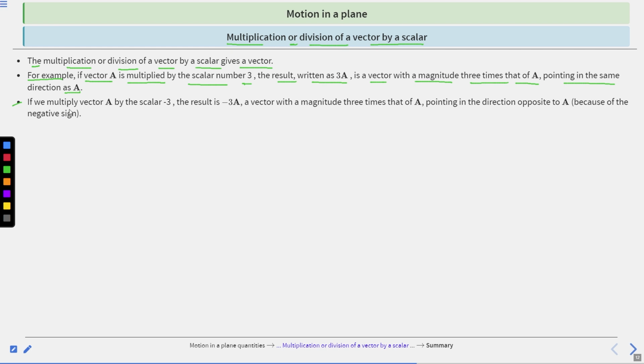If we multiply vector A by the scalar minus 3, the result is minus 3A, a vector with a magnitude 3 times that of A, pointing in the direction opposite to A. Because of the negative sign, the direction of the vector changes. So this is the multiplication or division of a vector by a scalar.